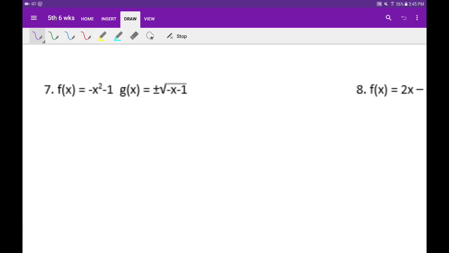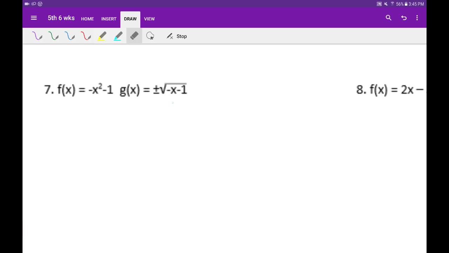Okay, so number 7 is a little tricky, and it has to deal with a quadratic and a square root. Before I even start, whenever I'm dealing with a quadratic or the square root symbol, what I want to realize is that the inverse of a quadratic is a square root, and the inverse of a square root is a quadratic. So we do have that option here.